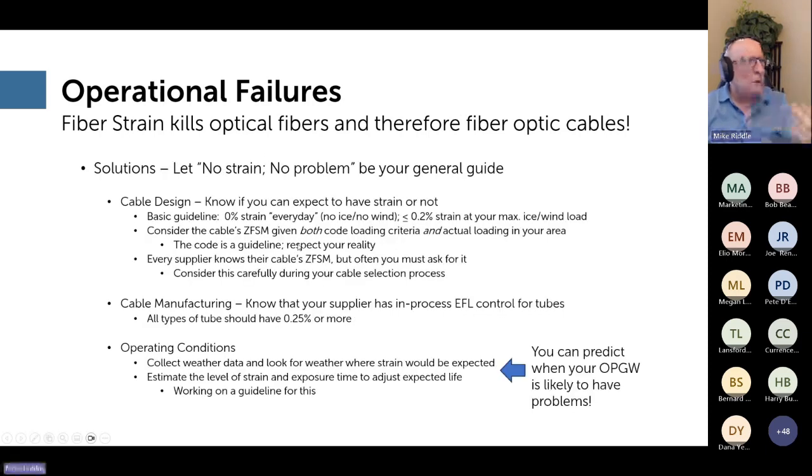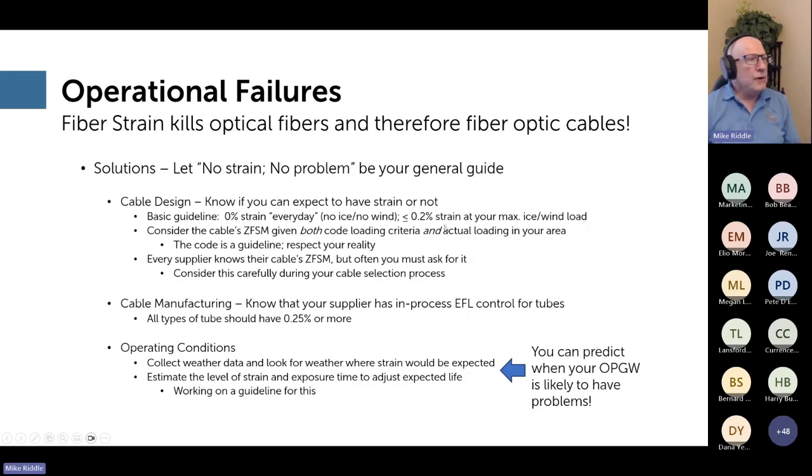So what are your solutions? Well, as a general guideline, you want to minimize fiber strain. I call it here no strain, no problem. That's true, but in the real world, that's not. That's an ideal that may not be achievable. But you do need to understand what design type you're choosing and what it is. Your basic cable design guideline then should be keep the strain at 0 every day, so no ice, no wind, and make sure that it stays below 0.2% at whatever your max ice or wind load design criteria is.